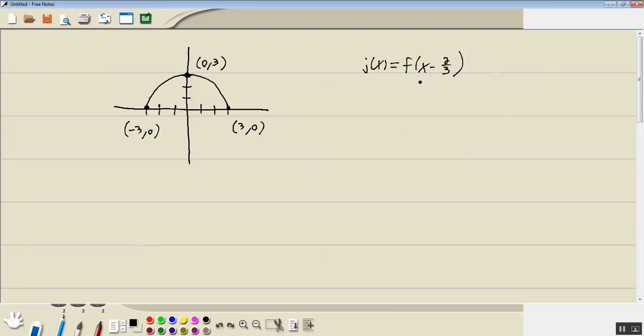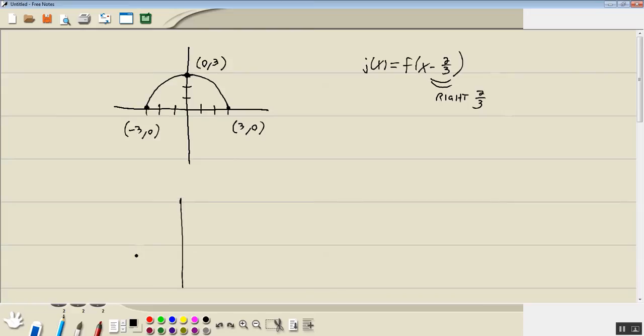Now, when your number is inside with the x, this shifts it left or right, opposite of what you think. The minus 2/3 would make us think left 2/3, but this is really shifting right 2/3. Now you can eyeball this and just shift the entire graph right 2/3 of a unit.